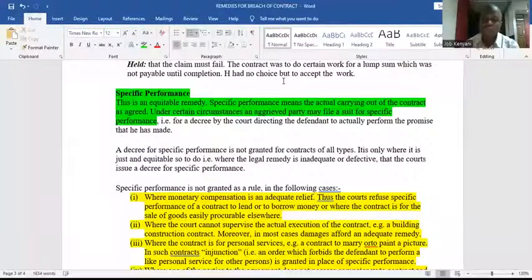Where the court cannot supervise the actual execution of the contract, they can't compel people to continue with that contract. They don't know what will happen, so maybe the breach will continue. Where the court cannot supervise, specific performance is not the best remedy. Where the contract is for personal services, e.g. a contract to marry or to paint a picture, an injunction, an order which forbids the defendant to perform such a personal service for the other person, will be granted.